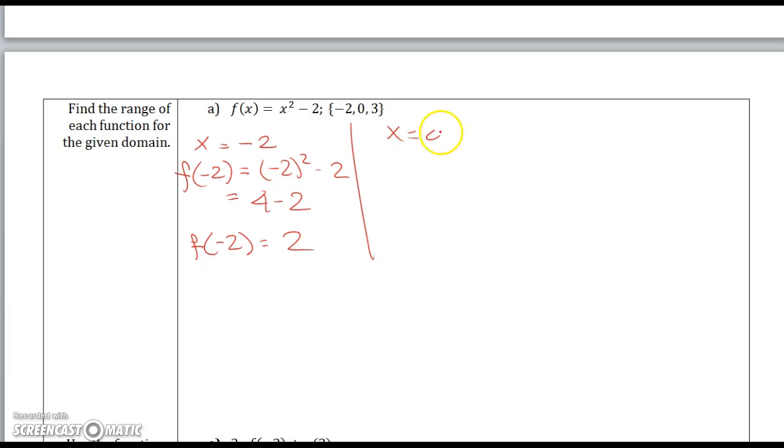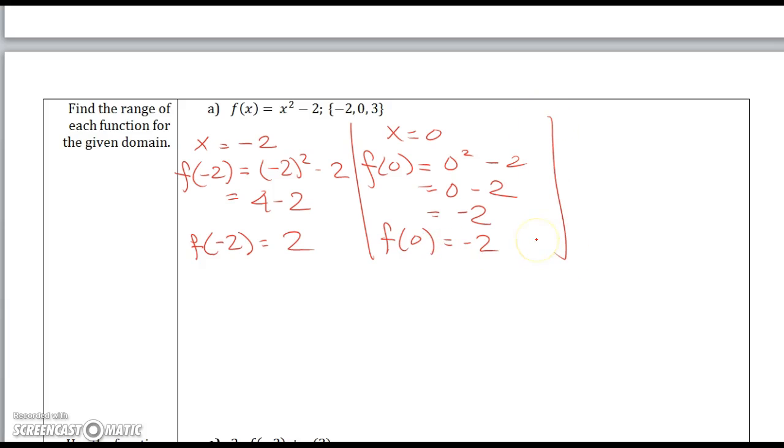For the next one, x equals 0, the function, when I plug in 0, is equal to 0 squared minus 2. This is a whole sentence here. Don't try to change it. 0 minus 2 is -2. So the function, when I plug in 0, is equal to -2. So I'm not dividing by 0 because this is not a variable. This is a function, a full-on function.